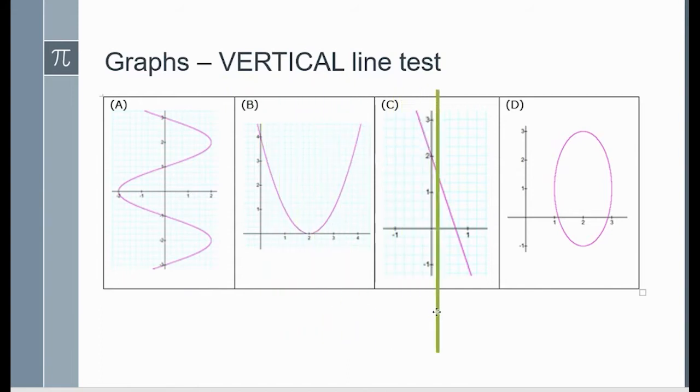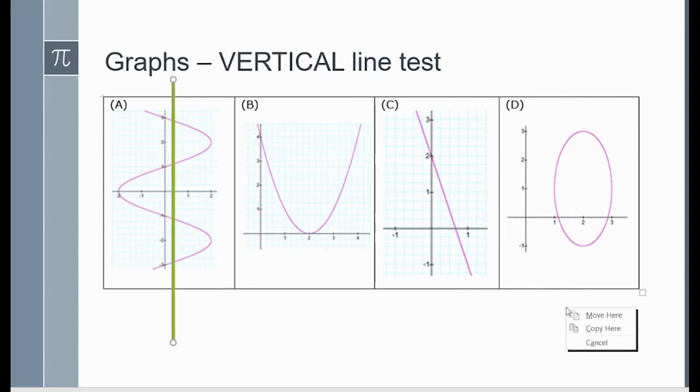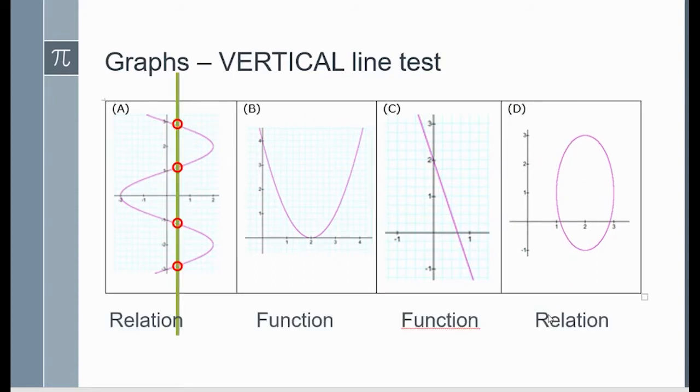This one, same thing. There's never any duplicates. There's never any cheaters. And the final one, we see right away, it hits twice. It is a cheater. So for this particular one, we've got a relation, function, function, and relation.